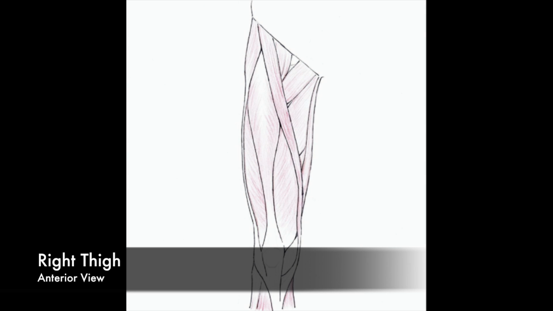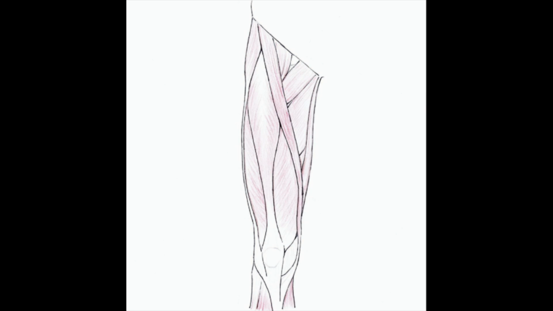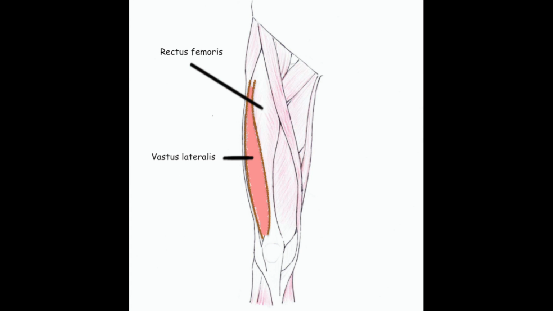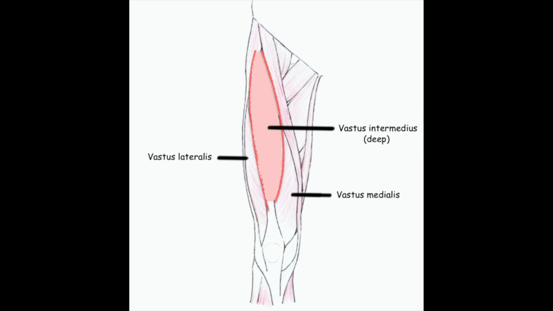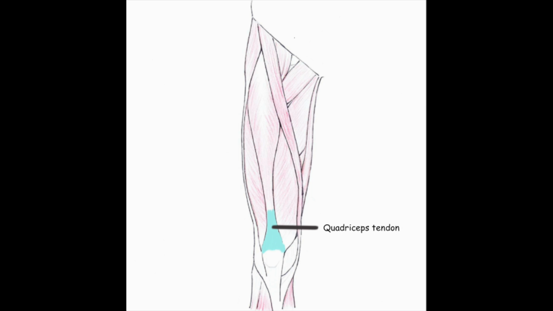Muscles located on the anterior aspect of the thigh contract to produce extension of the knee, whereas muscles located on the posterior aspect contract to produce flexion. The knee extensor muscles located on the anterior aspect of the thigh are rectus femoris, vastus lateralis, vastus medialis, and vastus intermedius, which is located deep to the rectus femoris muscle. These muscles are collectively known as the quadriceps femoris. They have a common tendon called the quadriceps tendon, which connects to patella and continues as the patellar ligament.